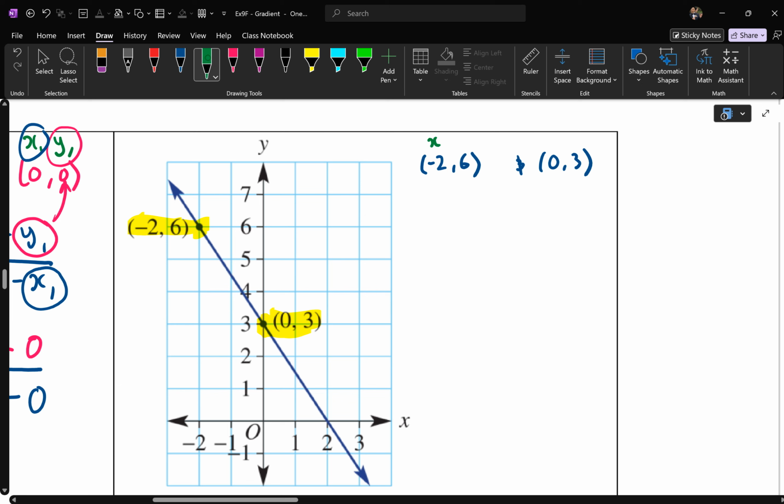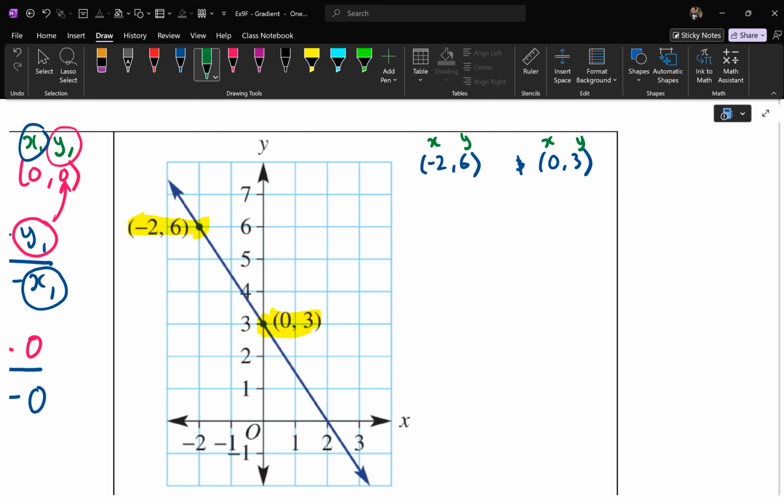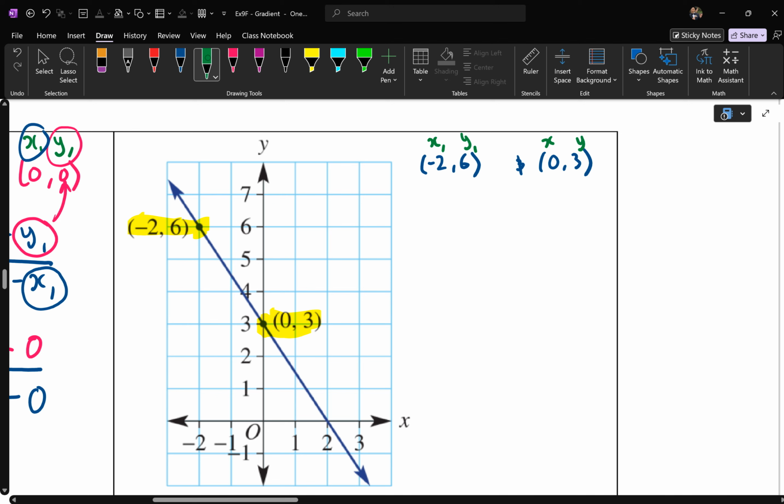Okay, and we know that -2, 6, and 0, 3, you can label them however you want. You can call this an x-coordinate, this an x-coordinate, this a y, and this a y. You can choose which one is x1 or y2. Doesn't matter. So this is x1, y1, for example, and this is x2, then this has to be y2, right? Let's do the gradient formula again. So m equals y2 minus y1 divided by x2 minus x1.